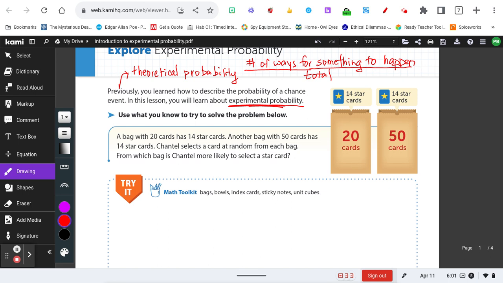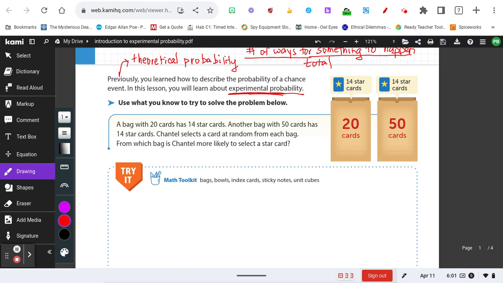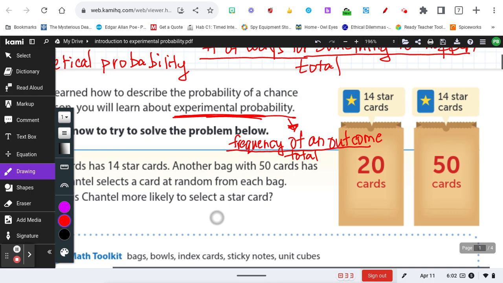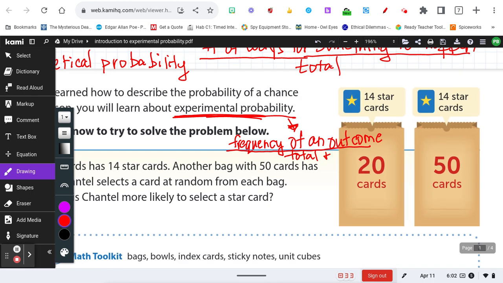So let me just put right here for experimental probability, you're going to be looking at the frequency of an outcome over the total number of trials. And trials is just how many times did you conduct an experiment? How many times did you flip the coin? Was it 10? Was it 20? Was it 100?